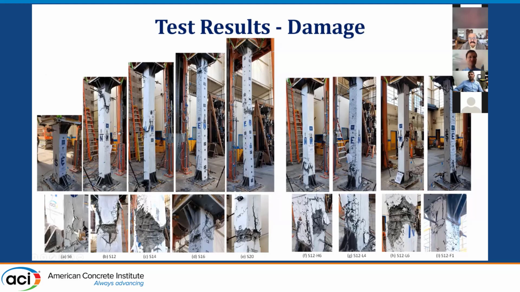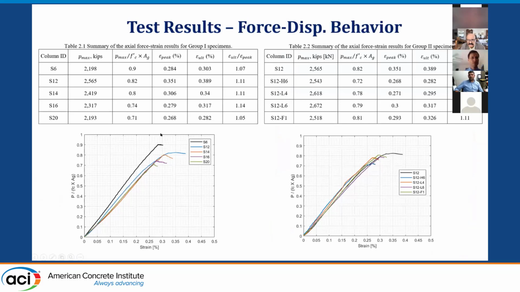For the slender ones, we got the damage right in the middle because of the buckling effects. For the short ones, it varied: sometimes closer to the boundary conditions, sometimes in the middle. All of them were different, but we captured the force-deformation relationship for both groups.